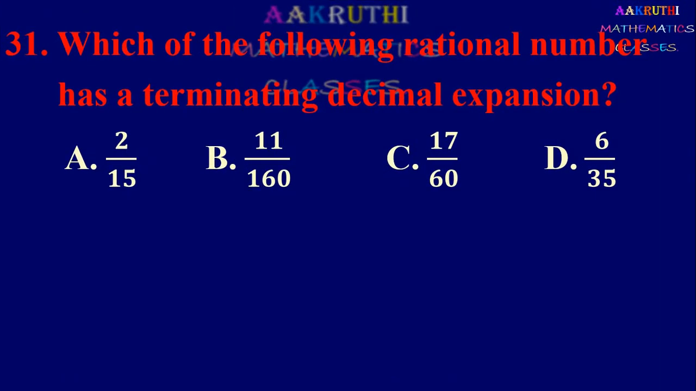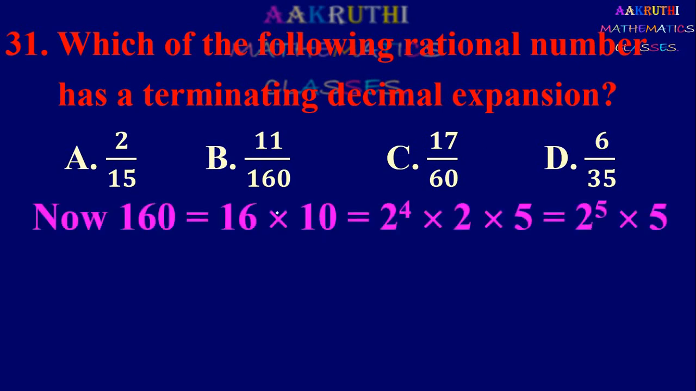So next question number 31. Which of the following rational numbers has a terminating decimal expansion? So here numbers are 2 by 15, 11 by 160, 17 by 60 and 6 by 35. If the number has a terminating decimal expansion, the denominator should be of the form 2 to the power n into 5 to the power m. So here 15 is 5 into 3, so therefore it is not terminating. And here 160 can be written as 16 into 10, and 16 can be written as 2 to the power 4, and 10 can be written as 2 into 5.